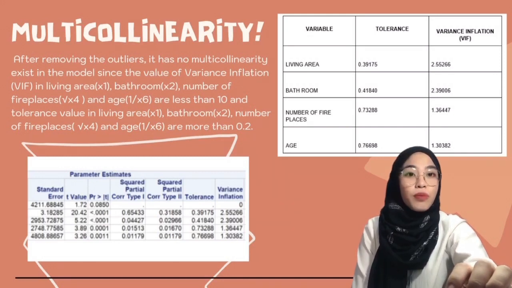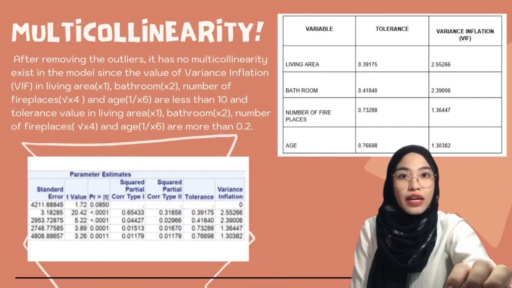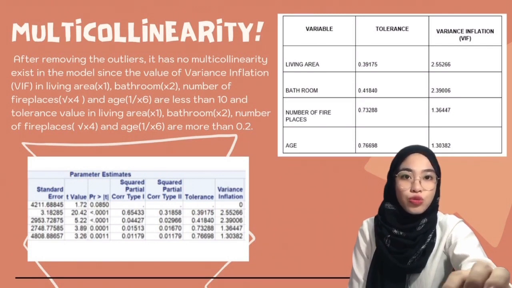For the multicollinearity for part B, based on the table above, after we remove the outliers, there is no multicollinearity in the model since the VIF values in living area x1, bathroom x2, number of fireplaces square root x4, and age 1 over x6 are less than 10, and the tolerance value TOL in living area, bathroom, number of fireplaces, and age are more than 0.2.